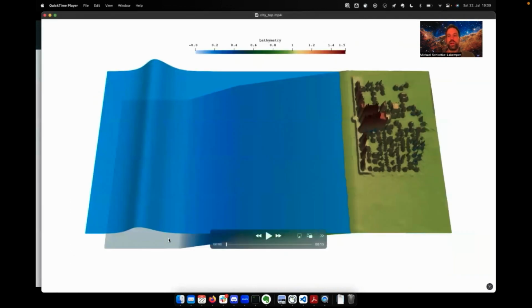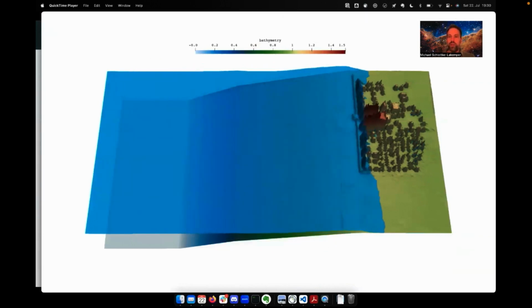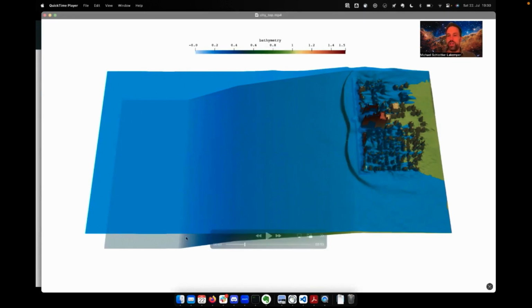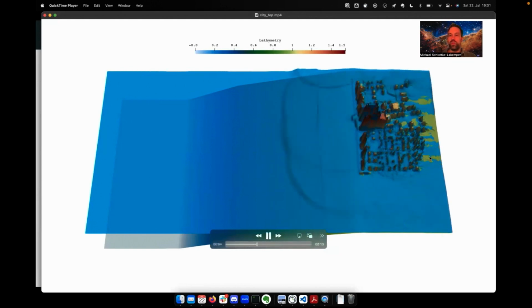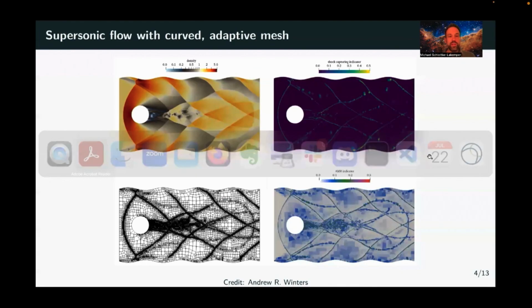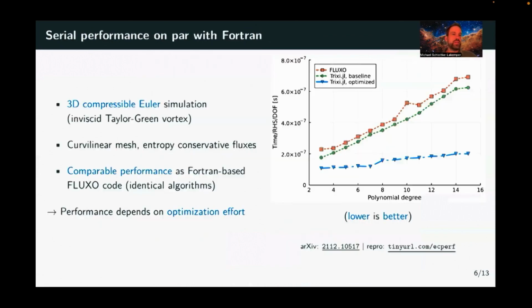Another example of the kind of simulations we're looking at is the shallow water equations. This is a simulation of a flooding event in the seaside town of Seaside in Oregon. We use real-world data here to model the geography, and we can predict how the water would distribute and flow back in case of a flooding event. So these are just two examples of the kind of simulations we can do with Trixi.jl.